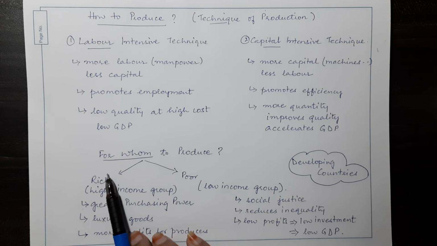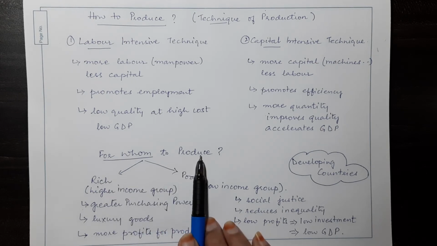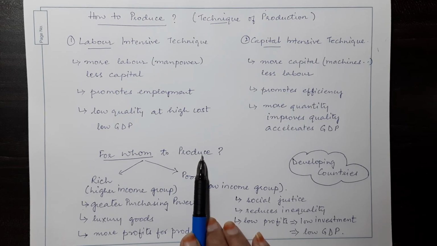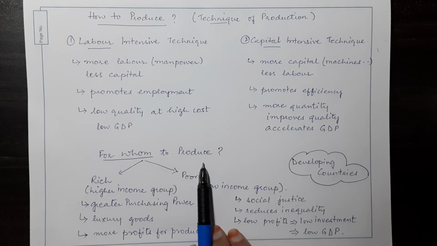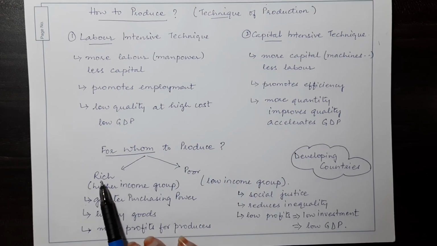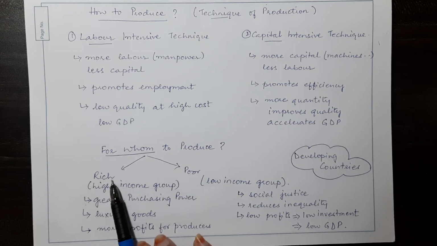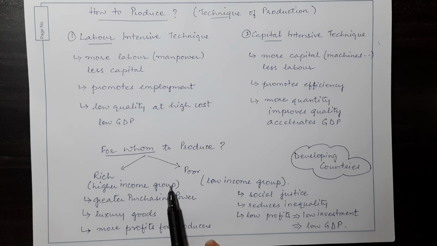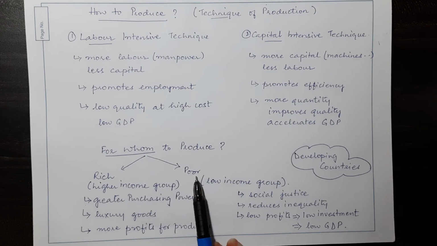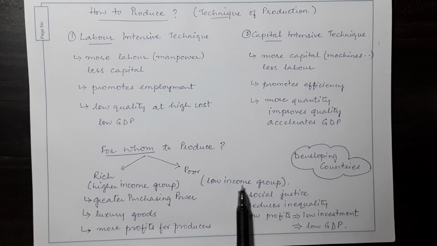Now the last question is, for whom to produce? Now any economy has got two sections of society. One, the richer, and the other, the poorer section. By rich we mean a higher income group, and by poor we mean only a low income group.